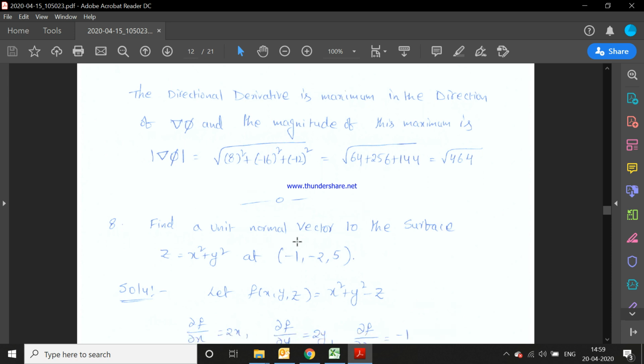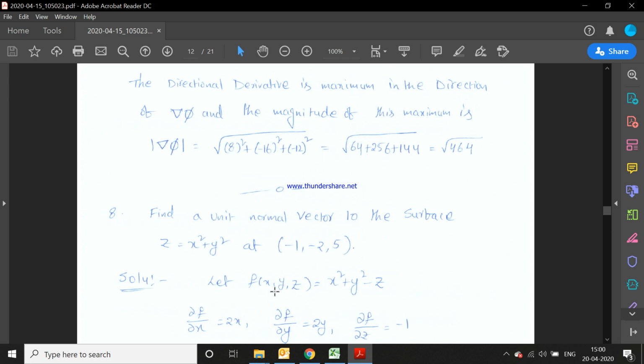Next one is: find a unit normal vector to the surface z equals x square plus y square at (minus 1, minus 2, 5). So how to find the unit normal? Unit normal means e bar. First find the normal to the surface, substitute the point, and we get a normal vector. For that normal vector you can find the unit normal, that is e bar equals n bar by modulus of n bar. Or simply, if the function is considered as f, del f by modulus of del f. Either one is a formula for the unit normal.